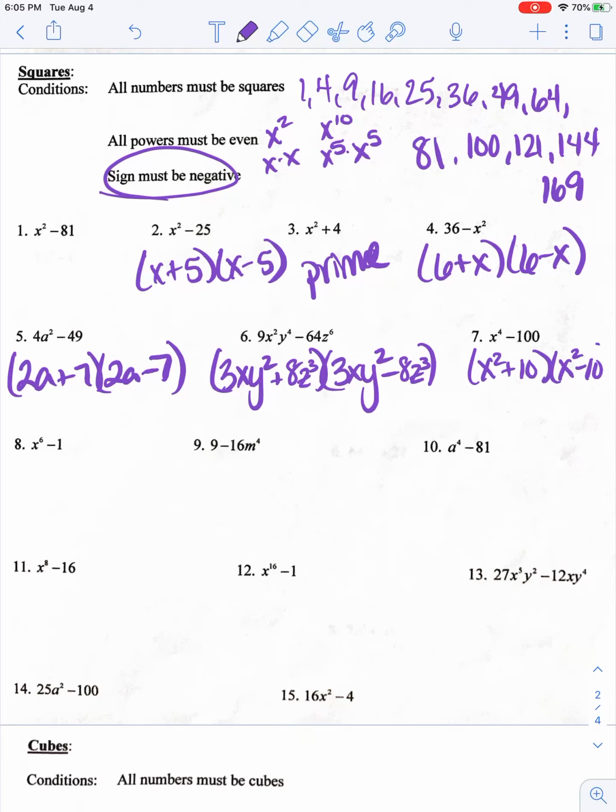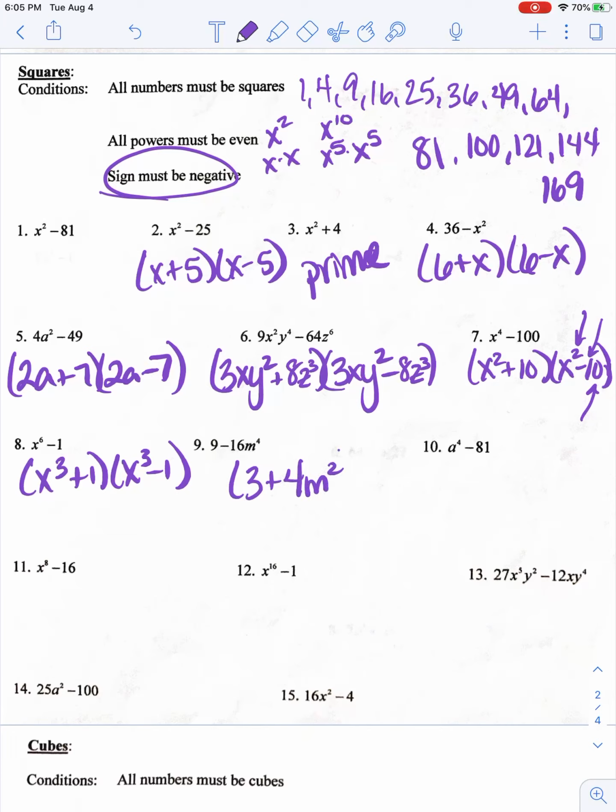X squared plus 10, x squared minus 10. It's funny, on this one I get a lot of 50s, but 50 times 50 is not 100. I also say, ooh, I can go again. That's x squared and that's a negative. Yes, but that 10 is not a square, so you cannot keep going. This is x cubed plus 1, x cubed minus 1, which are cubes, but we're not focused on that right now, so I don't want to dive into that. But that's it for squares.